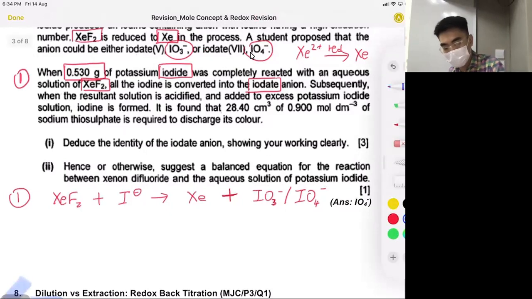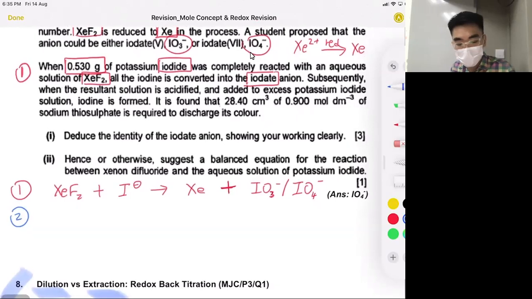Let me move on to the second reaction. Anyway, it's all redox, so I will just call this R1, R2, R3: redox 1, redox 2, redox 3. So it's very mind-boggling. Then they mentioned, subsequently, the resultant solution was acidified. The resultant solution is actually the iodate. Of course, I know there is the xenon, but xenon is a noble gas, so we don't expect much reaction. That's number one, and they didn't mention anything else. So the resultant solution was acidified.